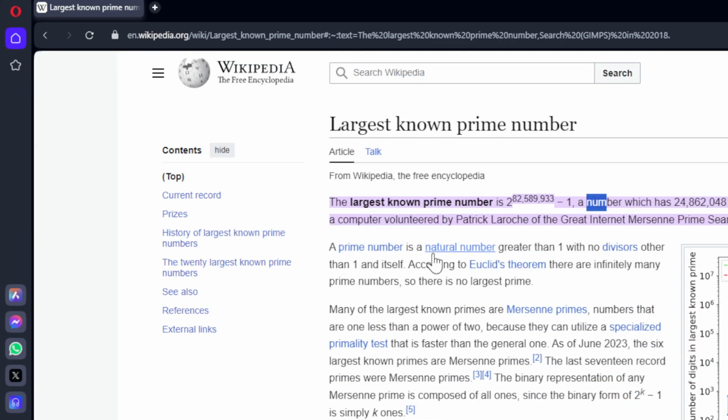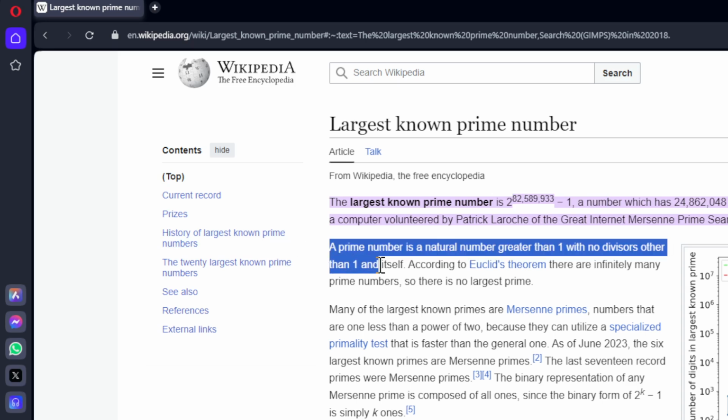A prime number is a natural number greater than 1 with no divisors, which means it can only be divided by itself and 1, right? Right there.